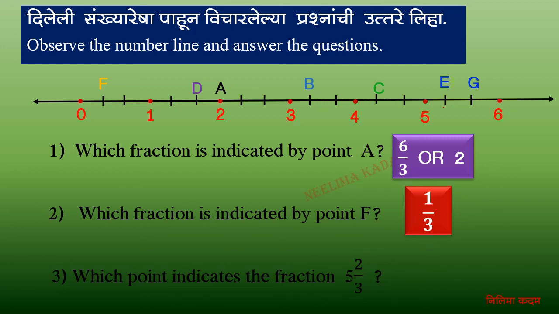Again, this is a mixed fraction. So 3 5s are 15 plus 2 means it will be, how much is it? 17 upon 3. Okay. Now 1 by 3, 2 by 3, 3 by 3, likewise 17 by 3. Where will it be? This will be 15 upon 3, right? So 16 upon 3, and this will be 17 upon 3. So the point indicated by the fraction 5 2 by 3 is point G.